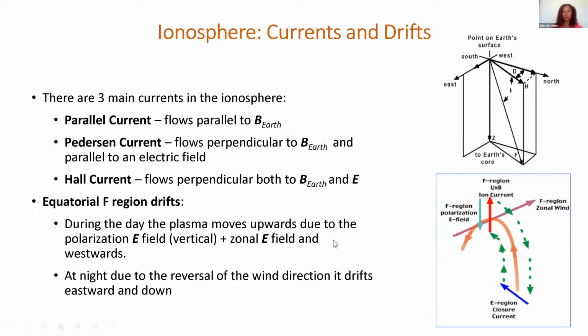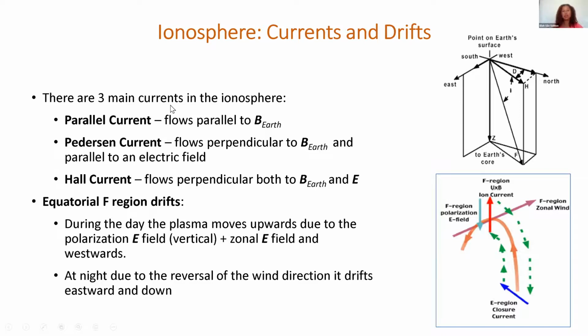So we can see a little bit more about the drifts here. There is a V cross B drift that pushes the plasma up in the F region. Eventually, this plasma comes back down following magnetic field lines, and they close the current loop in the E region. And at night, there is a reversal, and this whole thing moves in the westwards direction. And at night, the wind reverses direction, and the plasma drifts towards east then, and it comes down.